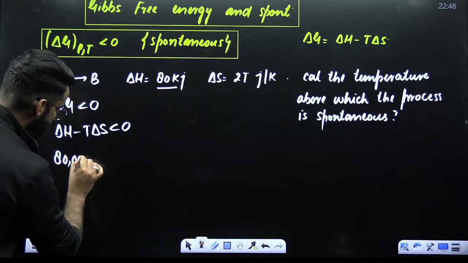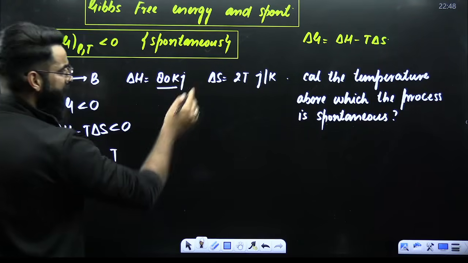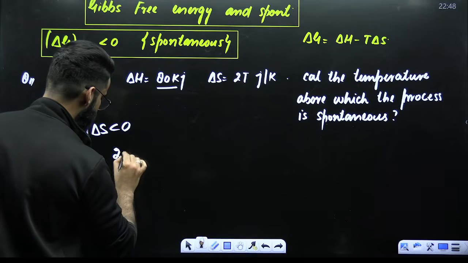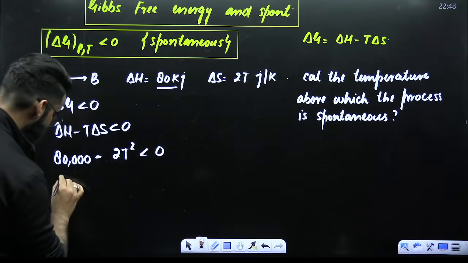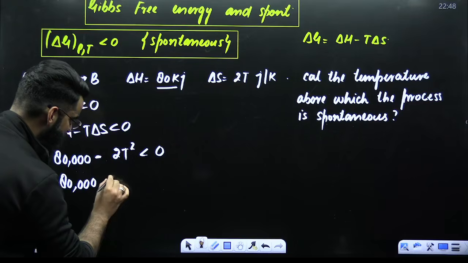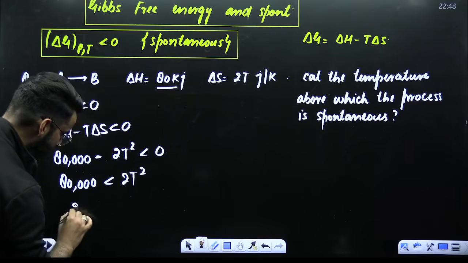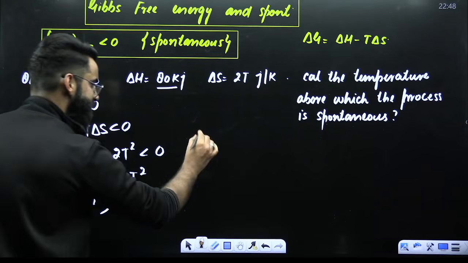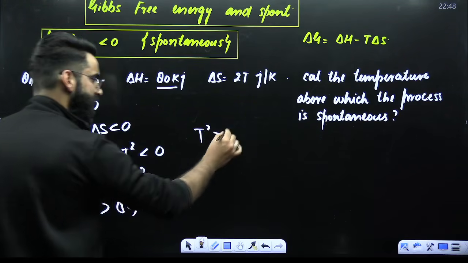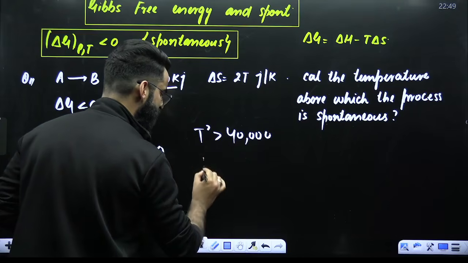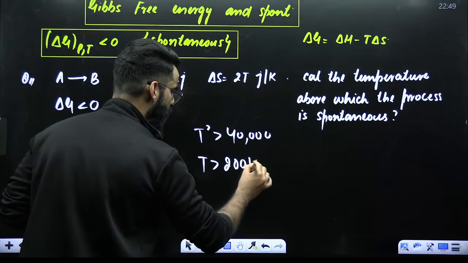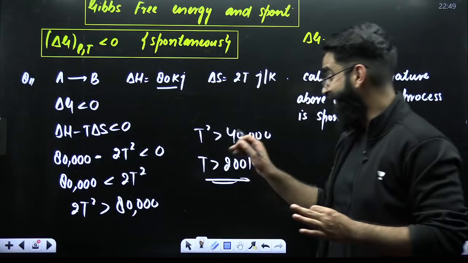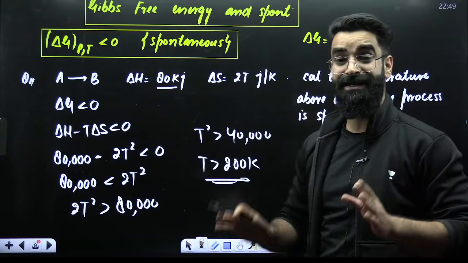That means 80,000 joules minus temperature multiplied by delta S, which is 2 times T, which comes out to be 2T square here simply. It comes out to be 2T square. This has to be less than 0. So I'll say 80,000 has to be less than 2T square, or you can say 2T square is greater than 80,000 here. So my dear students, you can say T square should be greater than 40,000, and if T square is greater than 40,000, that means T has to be greater than 200 Kelvin, right? So temperature has to be kept greater than 200 Kelvin, then only this particular process is going to be spontaneous.